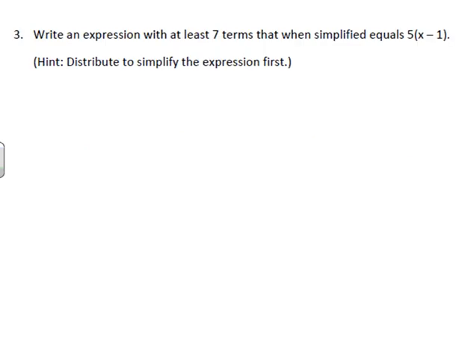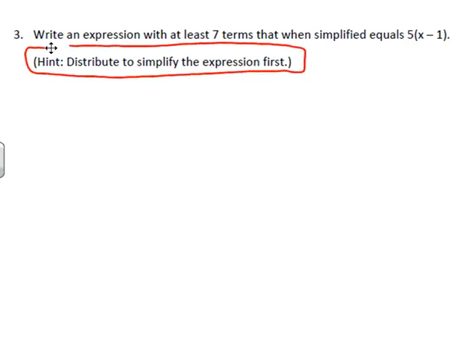All right, number 3, write an expression with at least 7 terms that when you simplify it, it will equal 5 times x minus 1. Many of you missed this problem on the quiz, and it's because you didn't distribute first. So I would recommend distributing first, and that might help you get it correct on the test. So we're going to do 5 groups of x, which is 5x, 5 times negative 1, so minus 5. 5x minus 5. I can come up with any expression that I want as long as it simplifies to that.